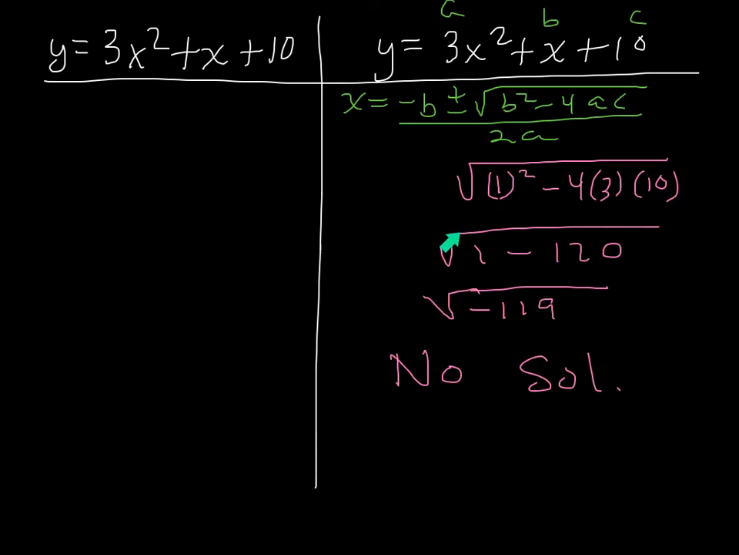Okay, so I always start with my square root symbol. If I end up with a negative number inside my square root symbol, I can't take the square root of a negative number. There's no solution, so I can stop right there. That's why I always start with this. That way I don't have to waste my time with the negative b and the 2a.